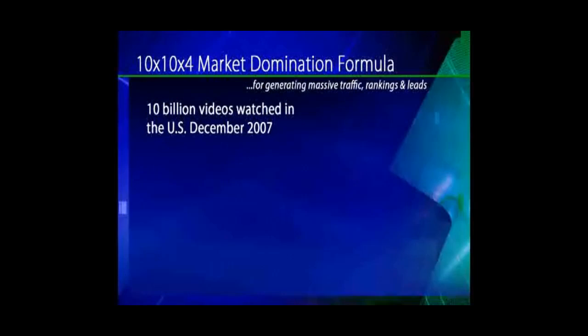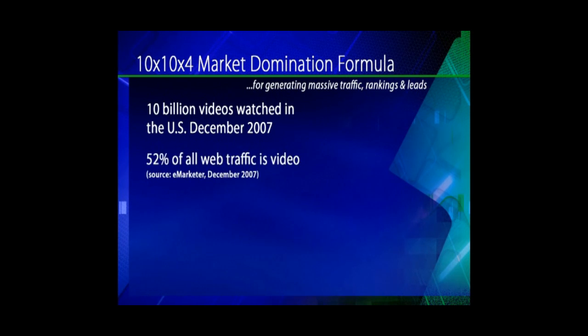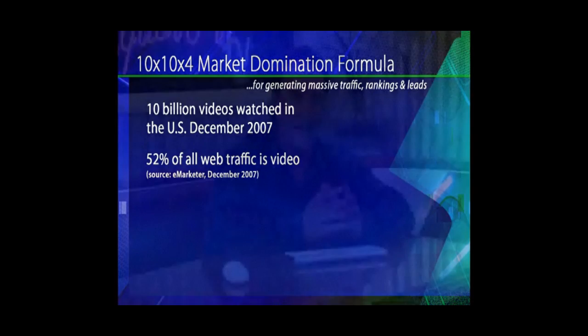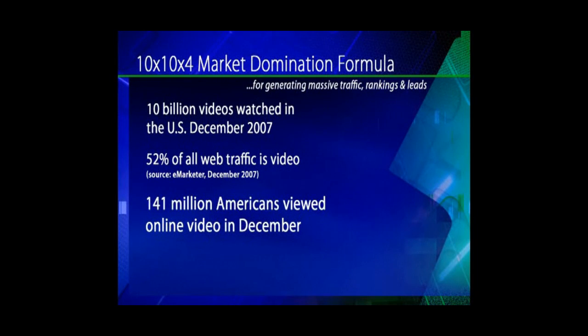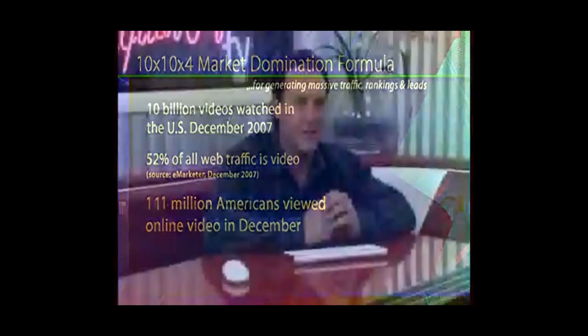Now let's talk a little bit about why video works so well. You look at some of the statistics that are on the screen right now. Over 10 billion videos were watched in the United States in December 2007. 52% of all web traffic today is video. That's according to eMarketer 2007, this past December. The thing to know is, ever since the Olympics, that number has dramatically increased. Back in December, 141 million Americans viewed online video.